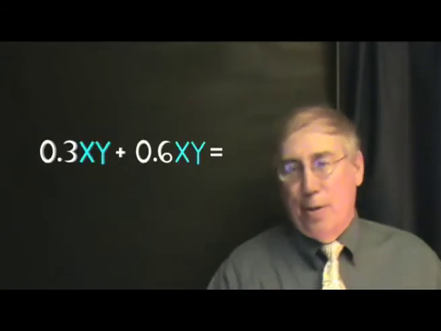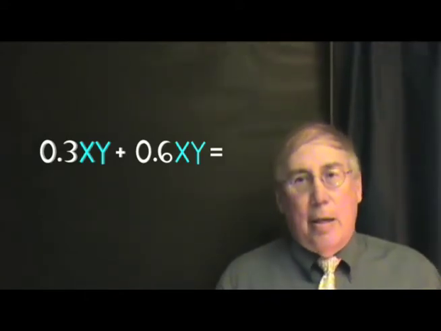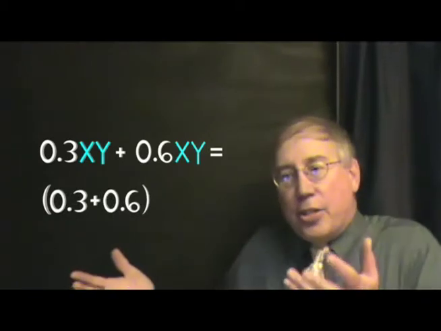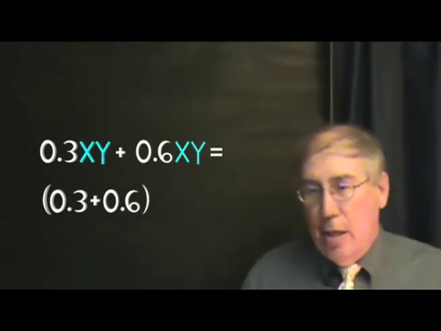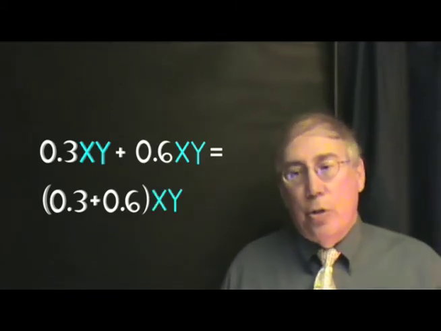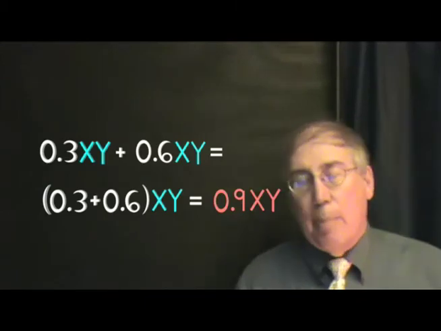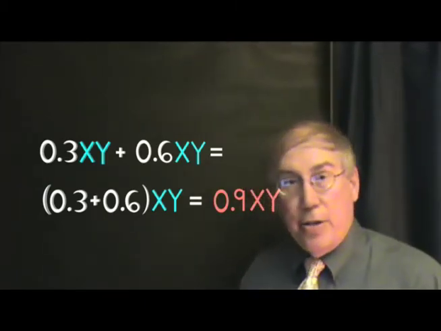I hope you're catching on to the pattern here. Now here's one with decimals. Both have x and y in them. If one had, let's say, a z, you couldn't have combined them, but they have the same variables. So in this case, we're going to add the decimals together, and we'll get 0.9xy as our answer.